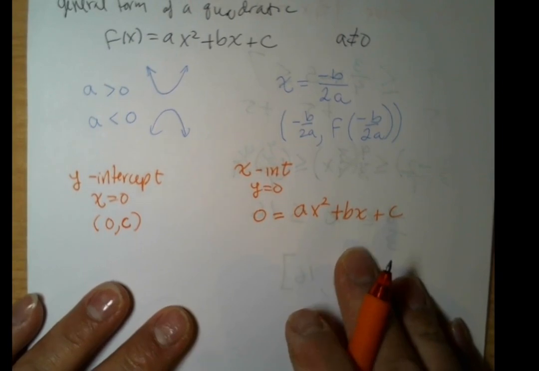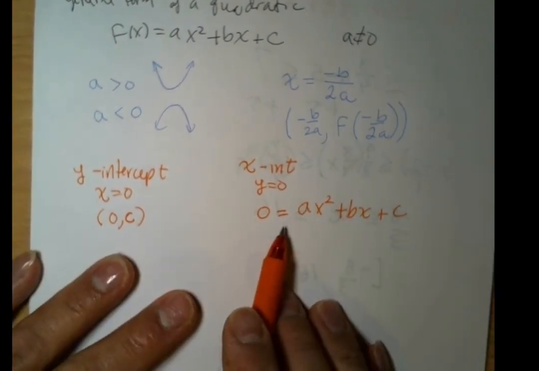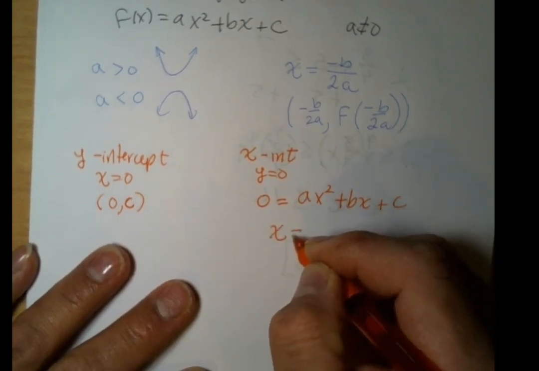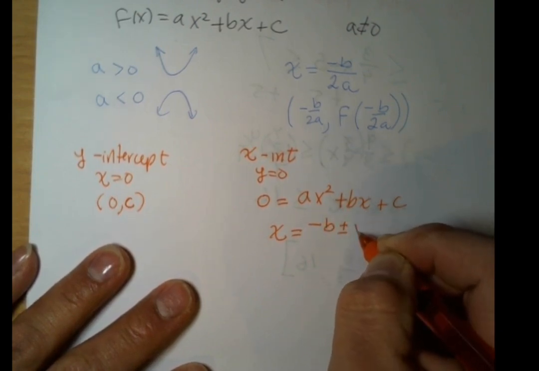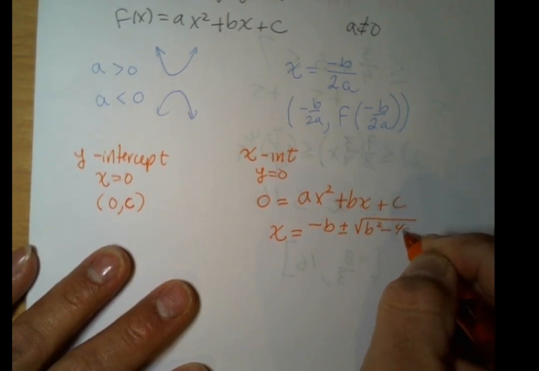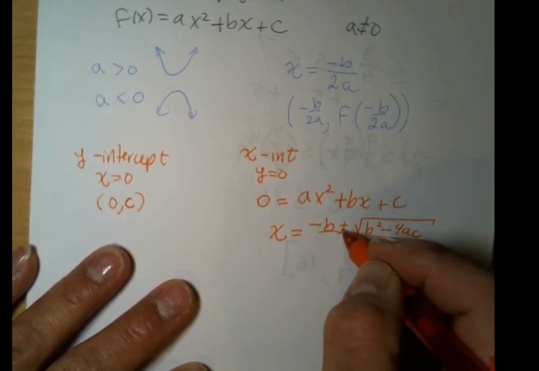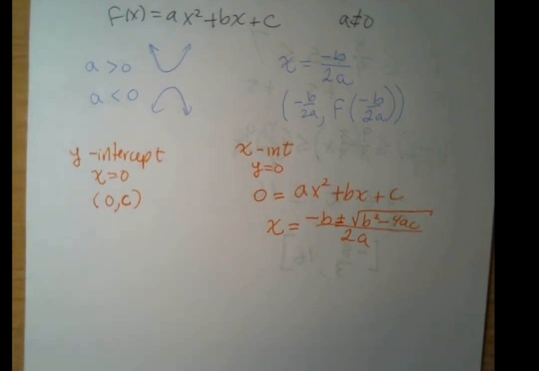All right, now in this case, we have a quadratic equation. And if it's set equal to 0, I can always use the quadratic formula. By now, hopefully you are familiar with the quadratic formula: negative b plus or minus the square root of b squared minus 4ac, all over 2a. Okay, so now we can find the x-intercept as well by solving this problem.